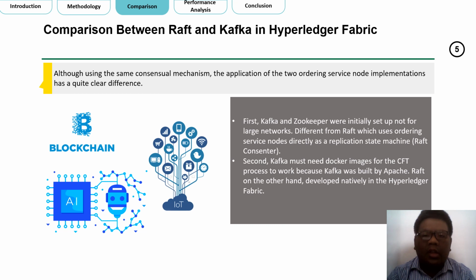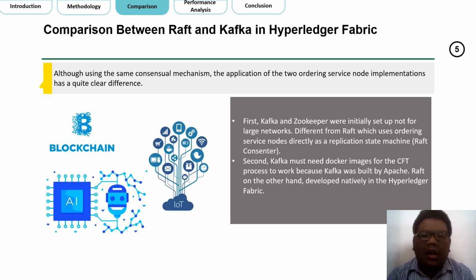Although using the same consensus mechanism, the two ordering service node implementations have quite clear differences. First, Kafka and Zookeeper were initially set up not for large networks, so even though there are many organizations and channels on the blockchain network, the process is like that of one organization, or not too decentralized. This differs from Raft, which uses ordering service nodes directly as a replicated state machine, or Raft consenter, so each organization can have its own ordering service nodes and make the blockchain network more decentralized.